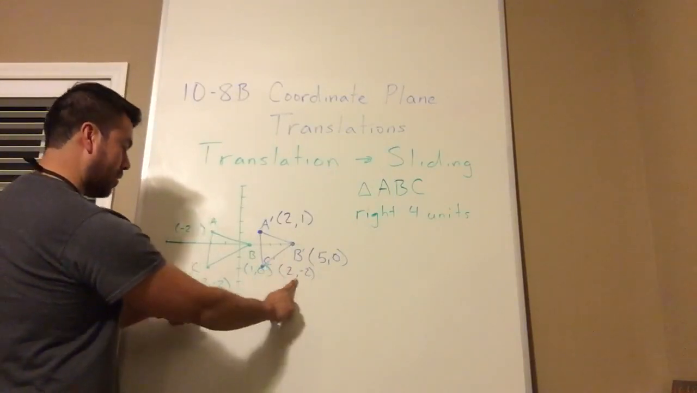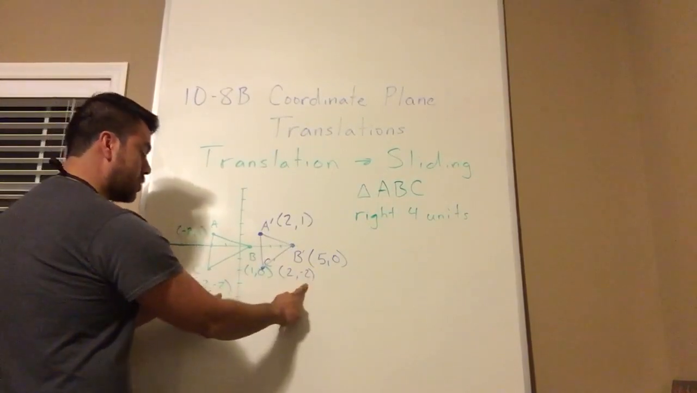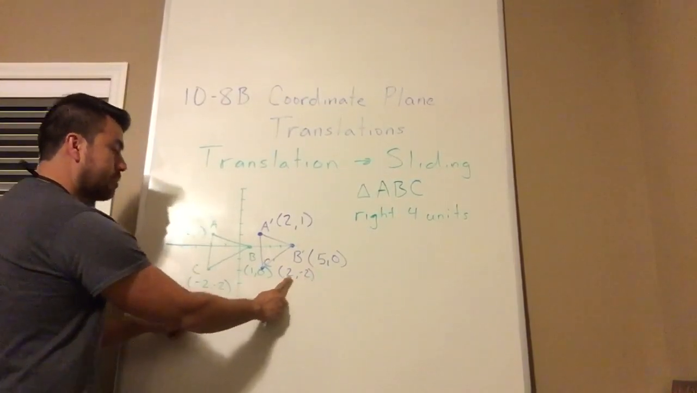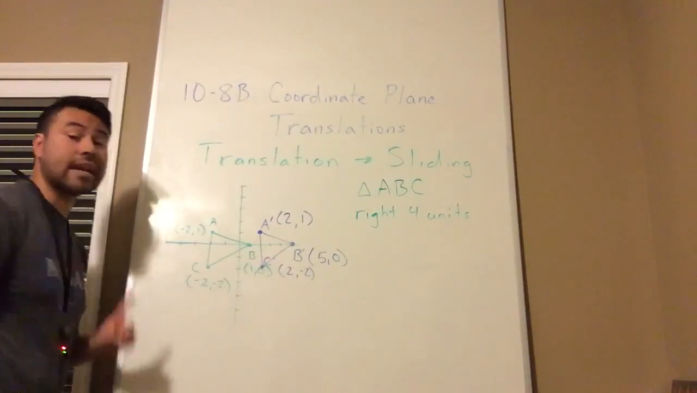Let's look at C to C prime, right here. I went from (-2, -2) to (2, -2). The y coordinates are the same, but look at that x coordinate. I went from -2 to +2, again adding 4.